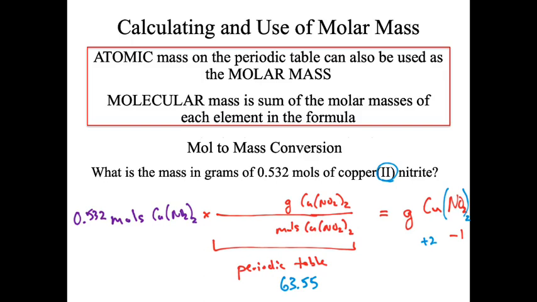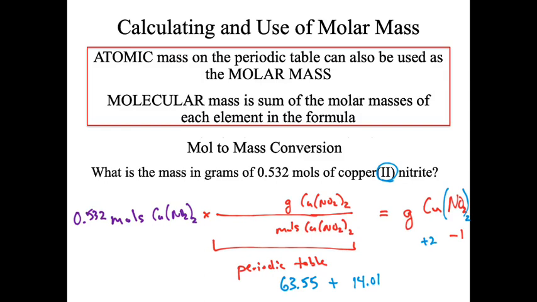How many coppers are in copper 2 nitrite? 1. Why do we know that? The subscript from our chemical formula. If we didn't know our chemical formula, we might have put in 2 of them. You have to be careful with your nomenclature to apply it. What else is in our formula? Nitrogen. Nitrogen has a mass of 14.01. How many nitrogens went into this? 2. There's 1 nitrogen for a nitrite, but there's 2 nitrites.